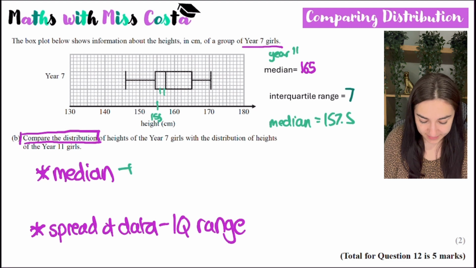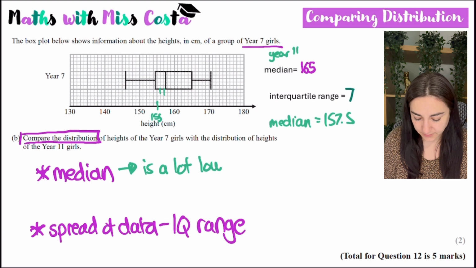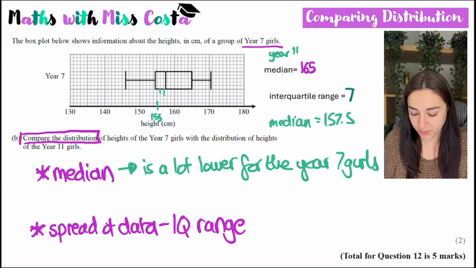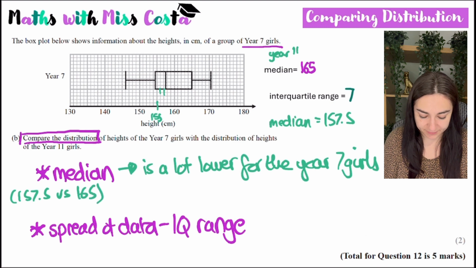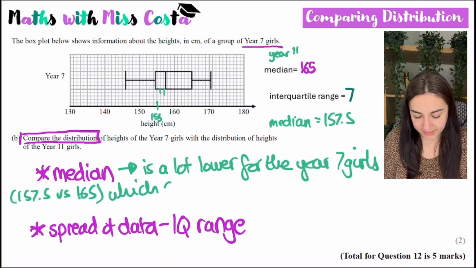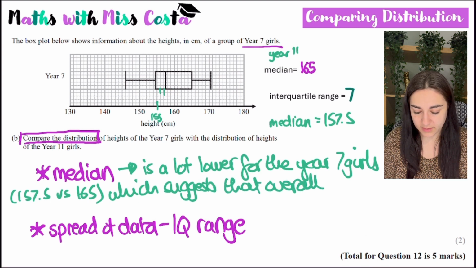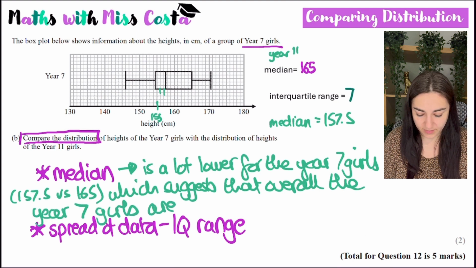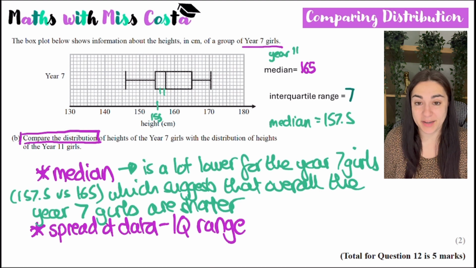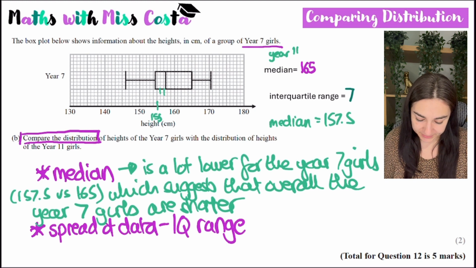Okay, so the median is a lot lower for the Year 7 girls, and you can put the values if you want, 157.5 versus 165, which suggests that overall the Year 7 girls are shorter. Okay, so you're saying what is happening with the median, whether it's lower or higher, and then what that suggests in context. And then let's do the same for the spread of data.